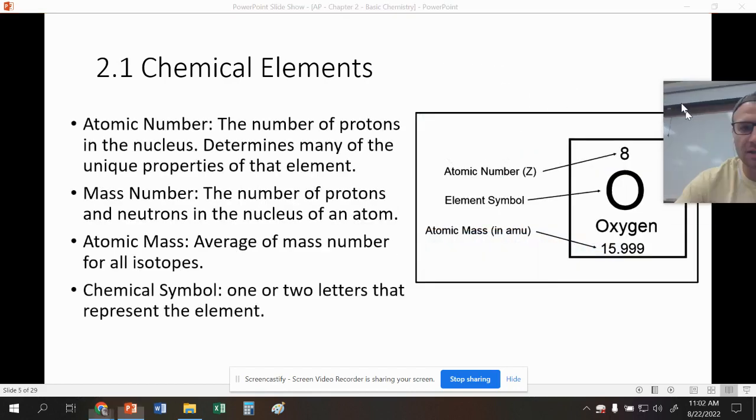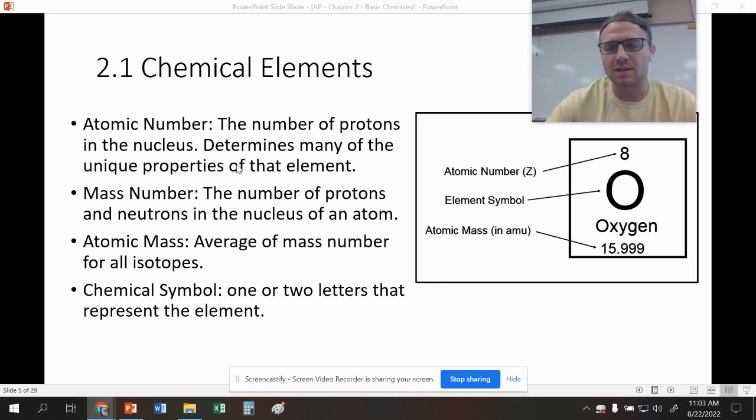All right, atomic number, the number of protons in the nucleus. This determines many of the unique properties of that element. That atomic number is usually found on the periodic table above the element symbol. The mass number, the number of protons and neutrons in the nucleus. The atomic mass, the average of the mass numbers of all the isotopes. So that's why this one's just a little bit under 16, because if you average out the different isotopes, you're going to get a number just under 16.